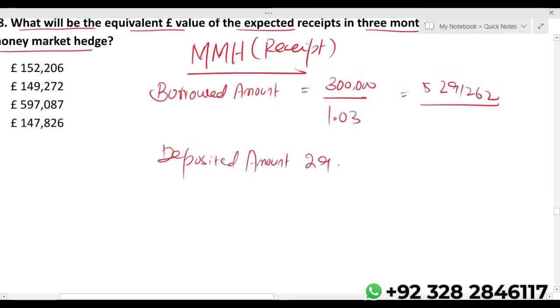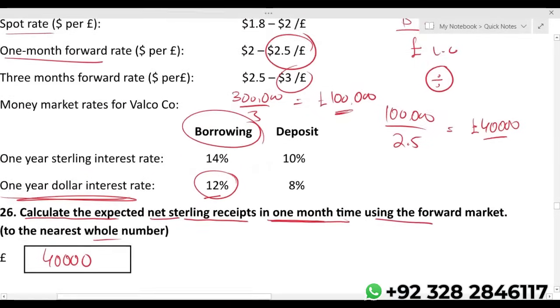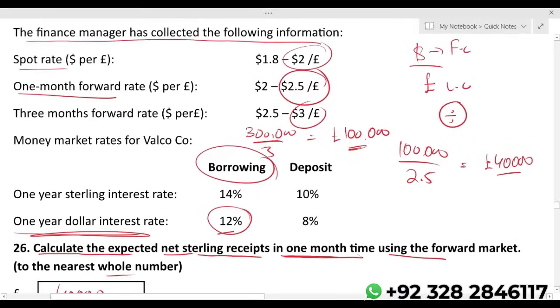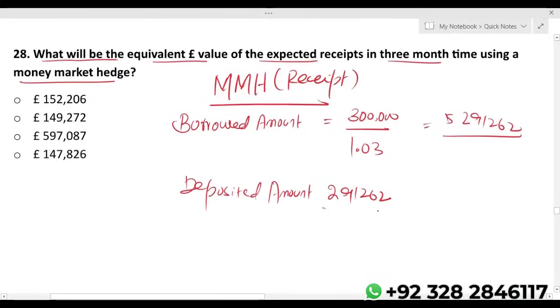Now the deposited amount. We need to convert 2,91,262 using the spot selling rate. Why the selling rate? Because of receipts, so you'll be using the selling rate. Indirect quote, we sell high. Spot selling rate is 2. Just divide this by 2 and we'll get pound sterling. 2,91,262 divided by 2. Students, I'm getting 1,45,631.